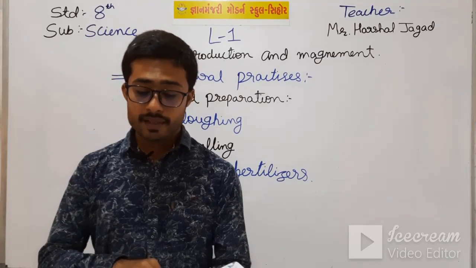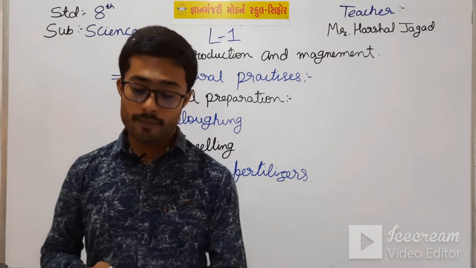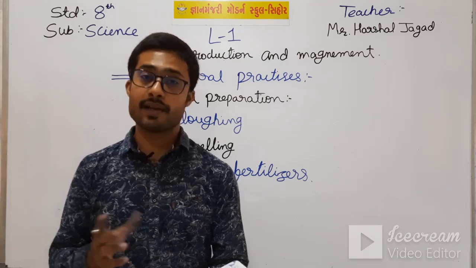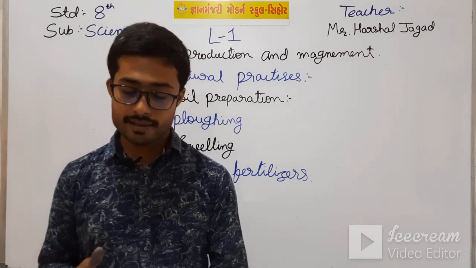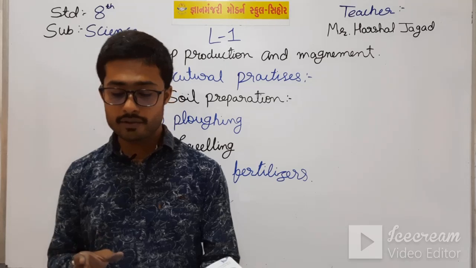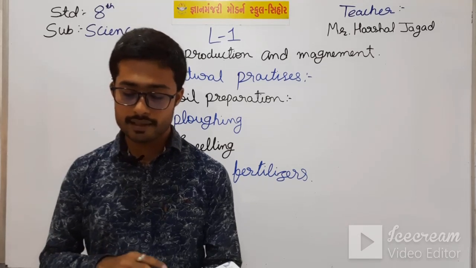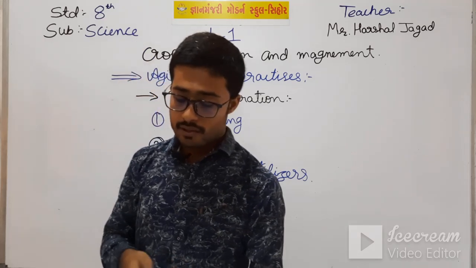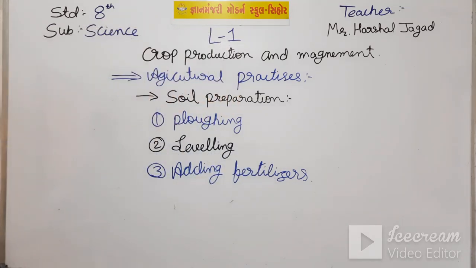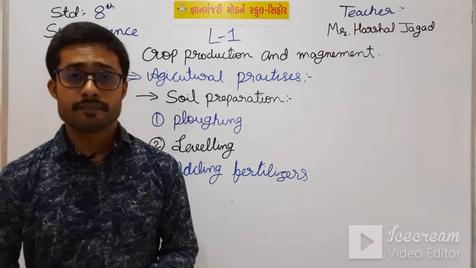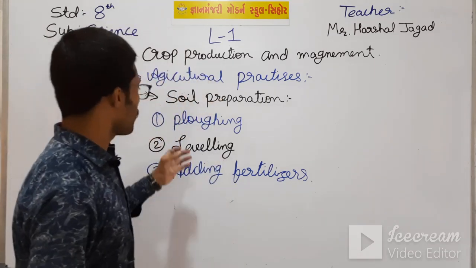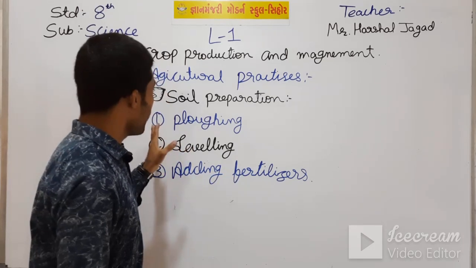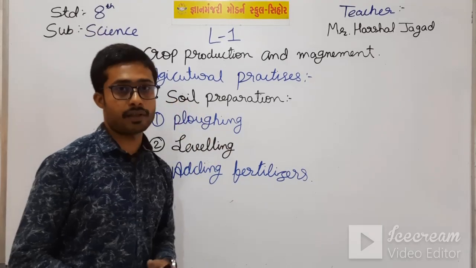You have studied in class 6 that redworms, a type of earthworm, break down organic waste such as vegetable and pea waste into nutrition rich manure which increases soil fertility. This is called vermicomposting. Okay students, so these are some textual points of it. First of all ploughing, leveling and adding fertilizer. These three main points are for the soil preparation. Okay students.